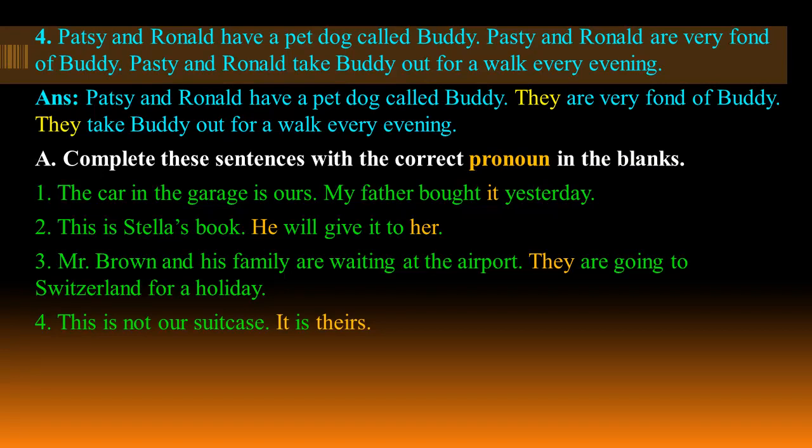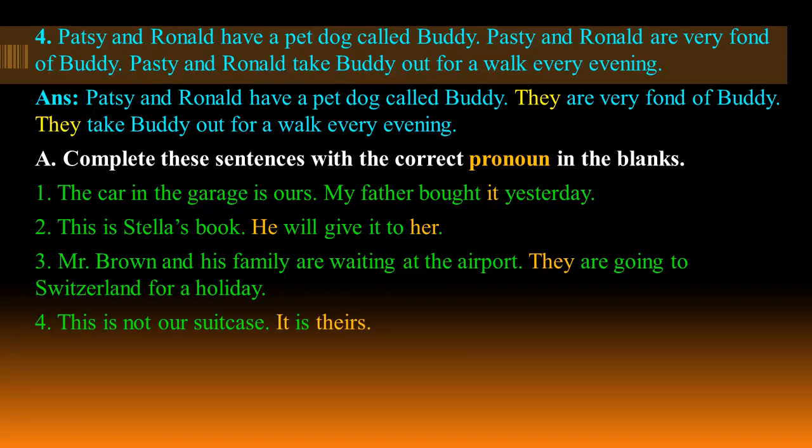It is theirs. And here the noun is suitcase, and we know that a suitcase is non-human. Here our is a possessive pronoun. Here the suitcase doesn't belong to us. This is not our suitcase means ये suitcase हमारा नहीं है. So for non-living things, for things, we use it. When something doesn't belong to us, then it must be theirs. And theirs here is a possessive pronoun. ये suitcase हमारा नहीं है तो उनका है.